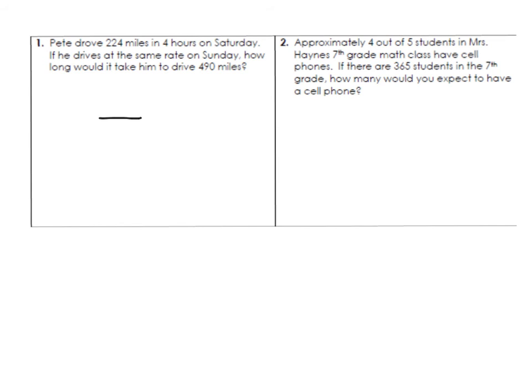So here's a couple of problems that look like the ones you're going to have on your homework. So you're going to set up a ratio up there. We're going to have the proportion, set up the proportion. We're going to have the ratio versus the actual. Pete drove 224 miles in 4 hours on Saturday. Here is our first one.